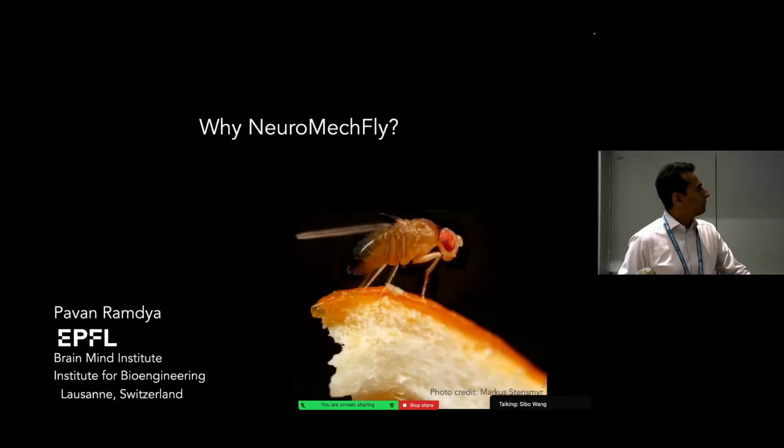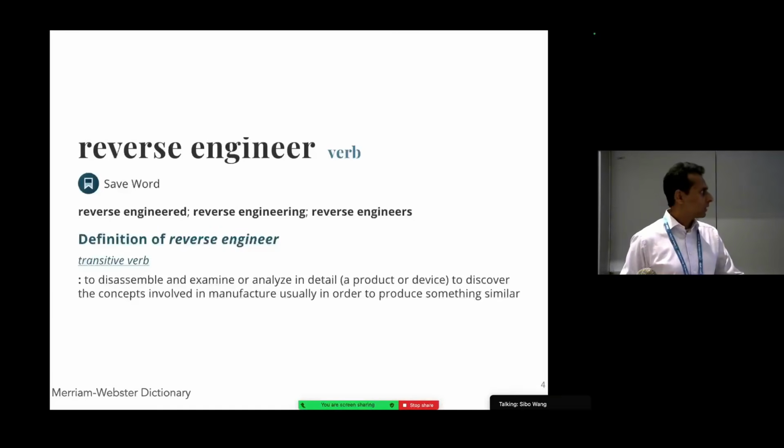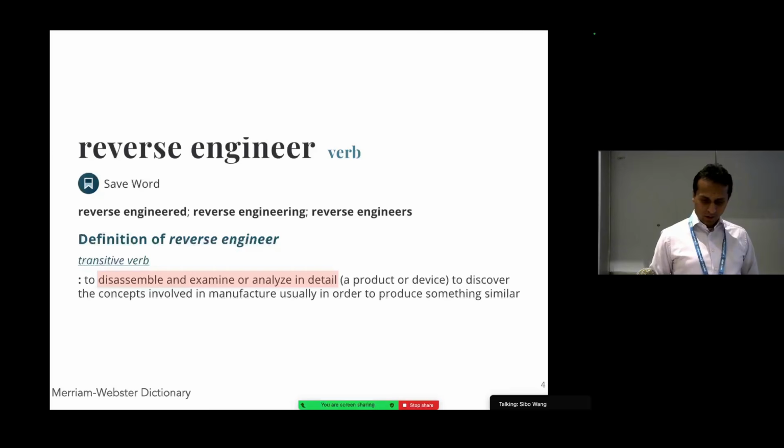Okay, so why NeuroMechFly? This is the historical aspect of it. I'm not going to bring up Feynman, even though I just brought up Feynman. But there's this idea of reverse engineering, or: what I cannot create, I do not understand. The idea of reverse engineering is to disassemble or analyze something in detail. And as biologists, we're all reverse engineering in the sense that we're disassembling or analyzing something in detail.